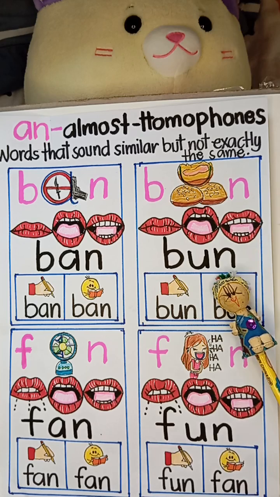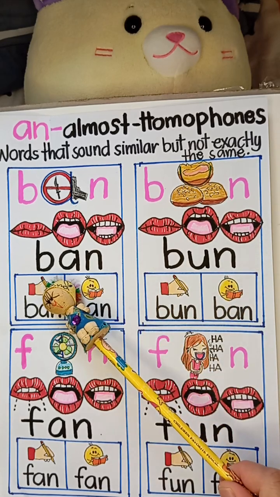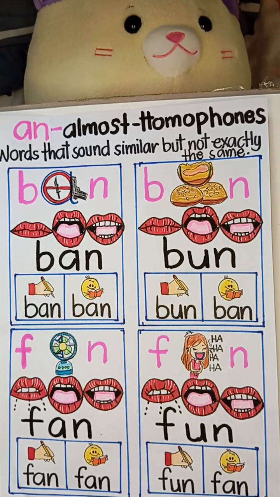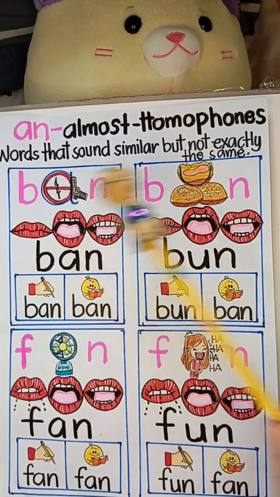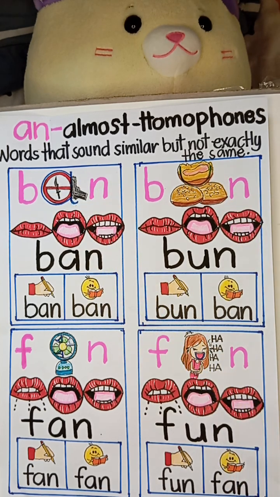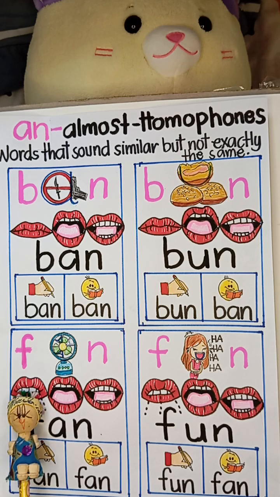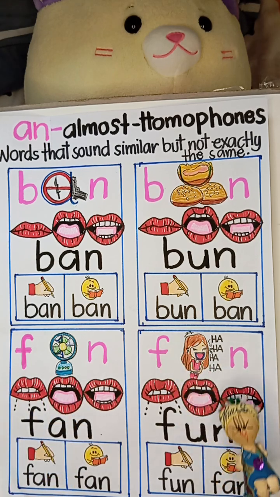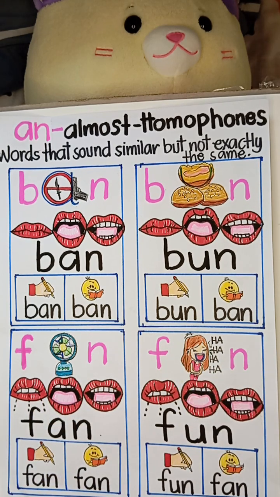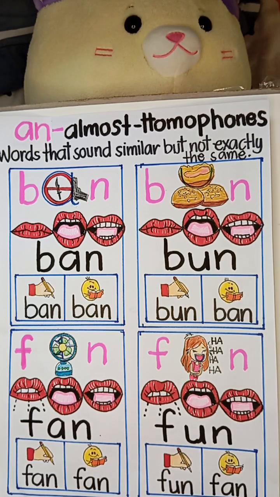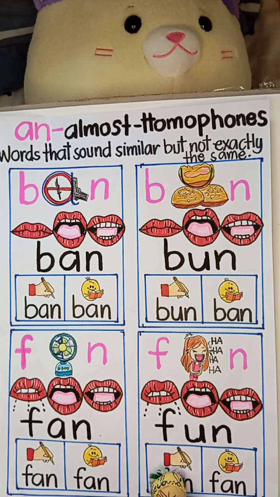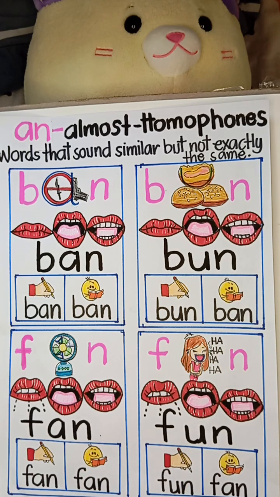It's the letter N. In writing ban and bun, it can be a little bit tricky, but with this image, you'll be able to spell both words correctly. Now let's move on to another example of almost homophones. F-A-N and F-U-N are spelled differently, but sound very similar when reading. Fan, fun. How can you spell them correctly? Well, I will teach you the right way.